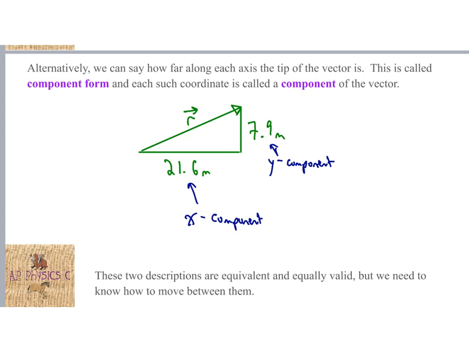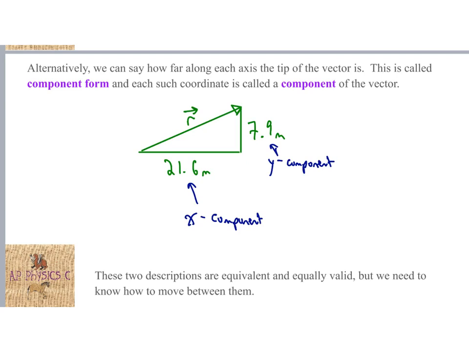Alternatively, we can say how far along each axis the tip of the vector is. This is what's called component form, and each such coordinate is called a component of the vector. So we can take that same vector and we can say that it is 21.6 meters in the plus x direction and plus 7.9 meters in the y-hat direction. And that would give us the same vector because we end up in the same place. These 2 descriptions are of course equivalent and equally valid, but we need to know how to move between them.